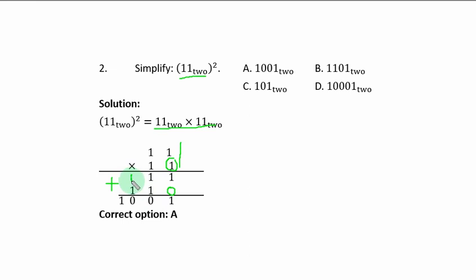So if you add again, 1 plus 1 is the same, 0 remainder 1. So you put that 0, you take the 1 forward, and you bring the 1 down. In other words, 1 plus 1 is 10, that is in base 2 now. You put down 0, you carry 1. So by this, A is the correct option.